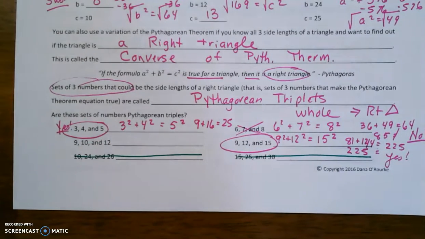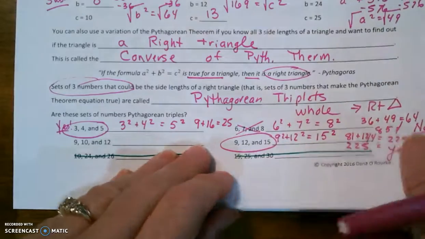There is a long list of Pythagorean triplets that you can find and become familiar with, which is a very good thing to do. But if you just remember 3, 4, 5, you're good to go. All right, let's turn the page.